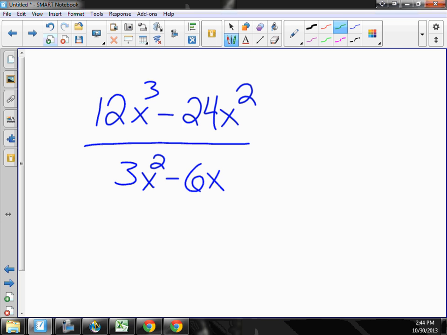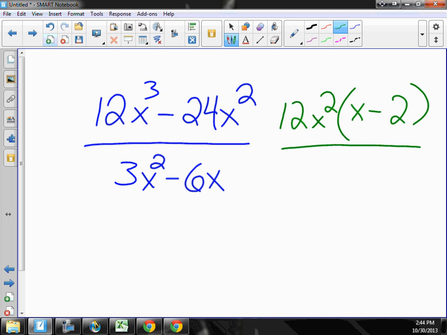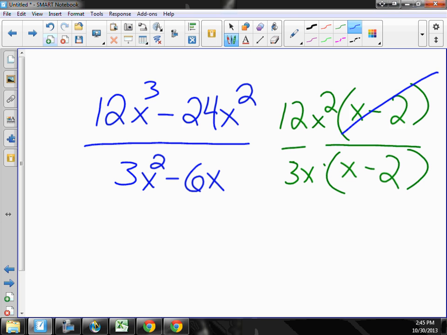Okay. Can I pull anything out of the top? 12x squared. So we have x minus 6. Oh, 2. Thank you. Can I pull anything out of the bottom? 3x squared. What's left? 3x, I'm sorry. 3x, what's left? x minus 2. So, what can I cancel? x minus 2 cancels x minus 2.